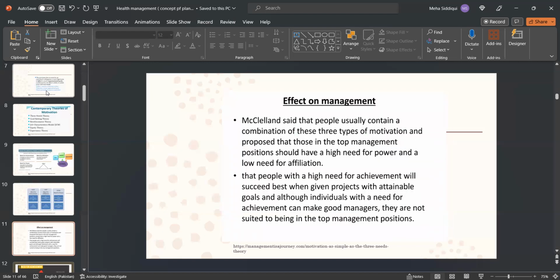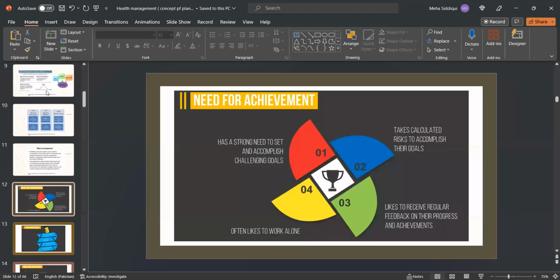Effect on management. McClelland said that people usually contain a combination of these three types of motivation and proposed that those in top management positions should have a high need for power and a low need for affiliation. People with high need for achievement will succeed best when given projects with attainable goals, and although individuals with a need for achievement can make good managers, they are not suited to being in top management positions.